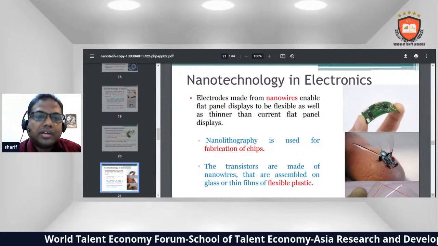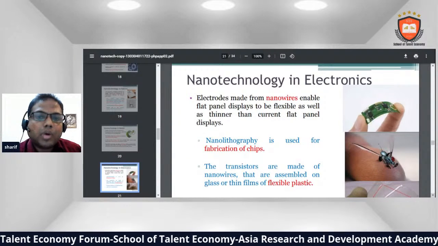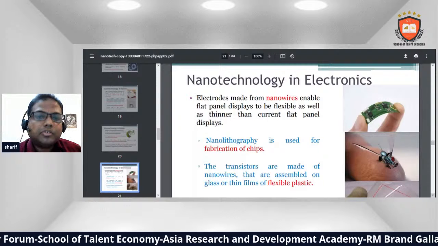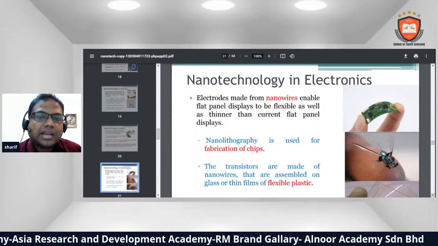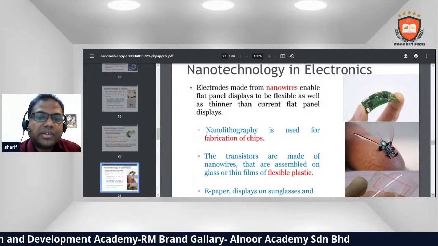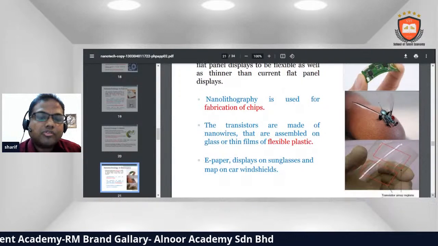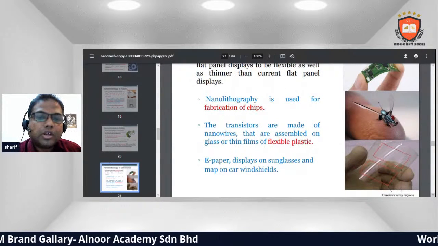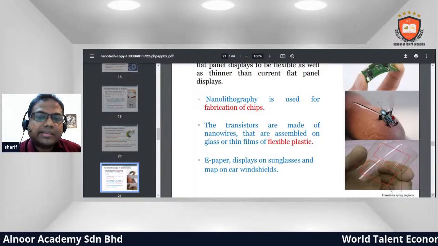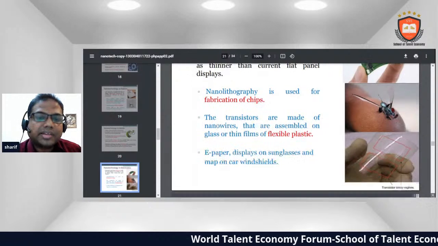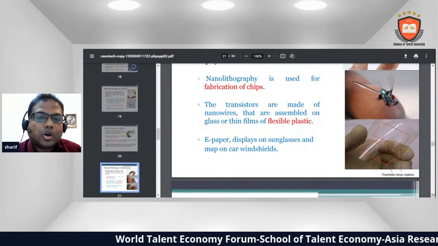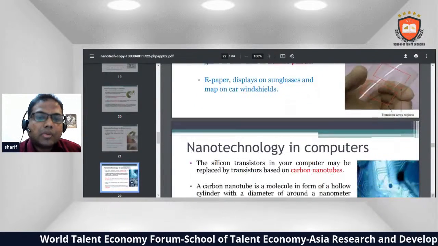Nanotechnology in electronics. Electrodes made from nanowires enable flat panel displays to be flexible as well as thinner than current flat panel displays. Nanolithography is used for fabrication of chips. The transistors are made of nanowires that are assembled on glass or a thin film of flexible plastic. E-paper displays on sunglasses and maps on car windows.